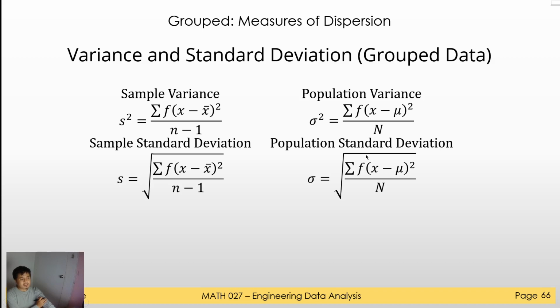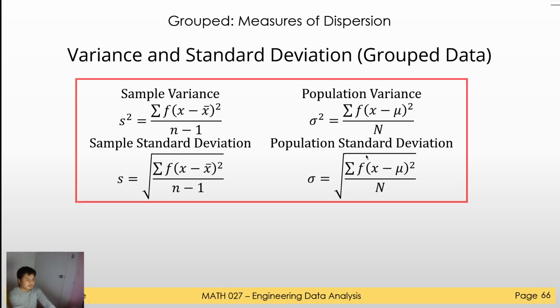The small n means the number of data points of the sample, while the large N is the number of data points of the population. So finally, remember this.